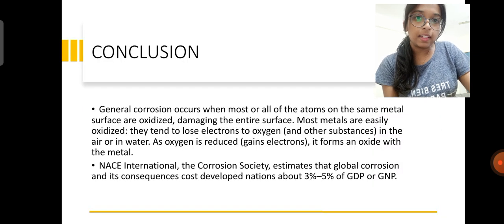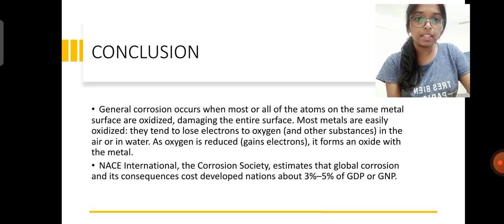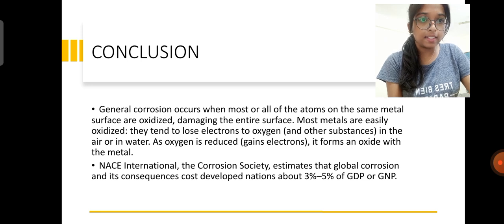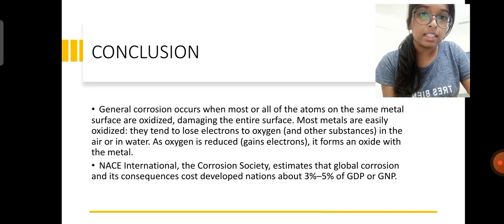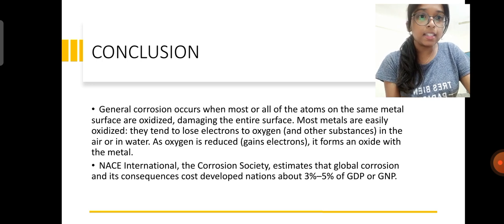Coming to the conclusion. General corrosion occurs when most of the atoms of the same metal surface are oxidized, damaging the entire surface. Most metals are easily oxidized, as they tend to lose electrons to oxygen or another substance in air or in water. As oxygen is reduced, gaining electrons, it forms an oxide with the metal.